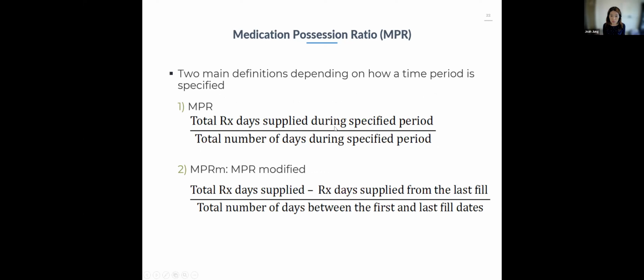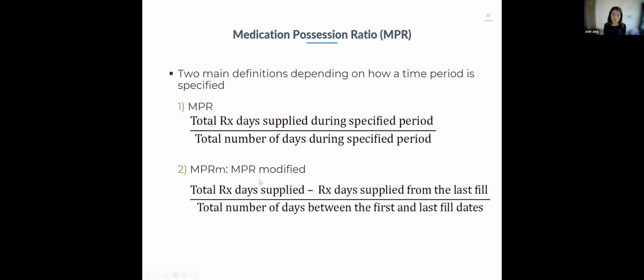And then in the numerator, during the specified period, you just sum up all these days supplied. Then it's the total RX days supplied during that specific time period. That's one way to calculate MPR. This is probably the most commonly used definition of an MPR.